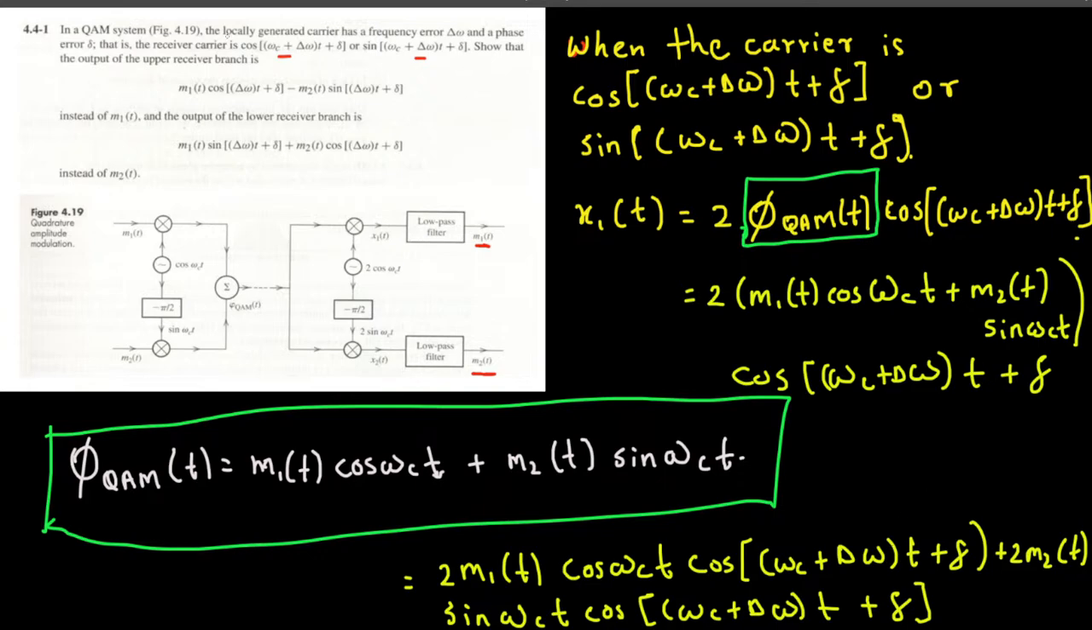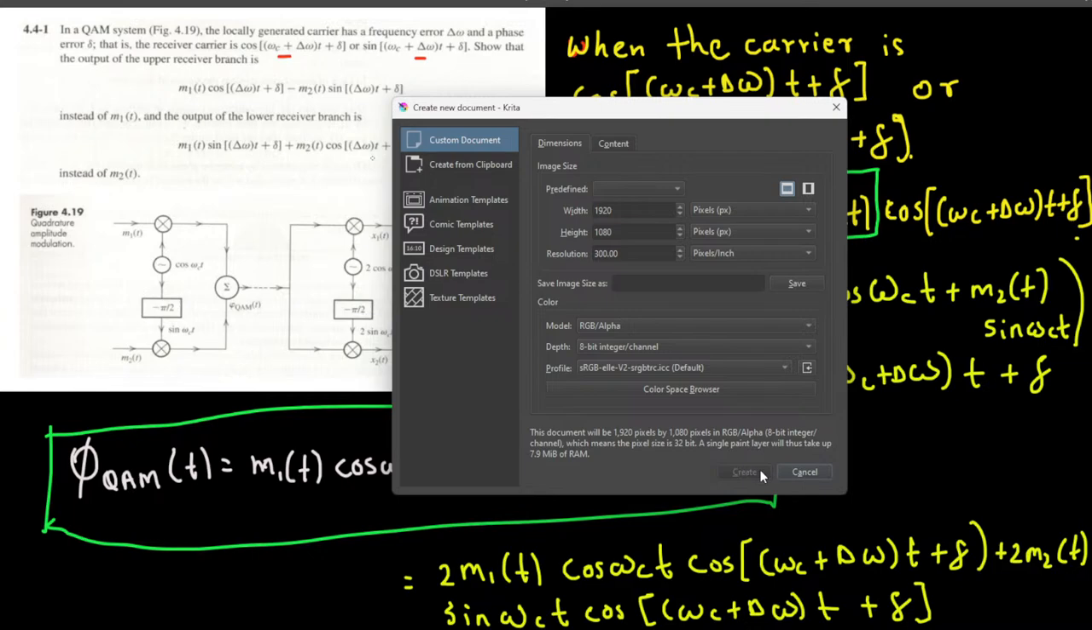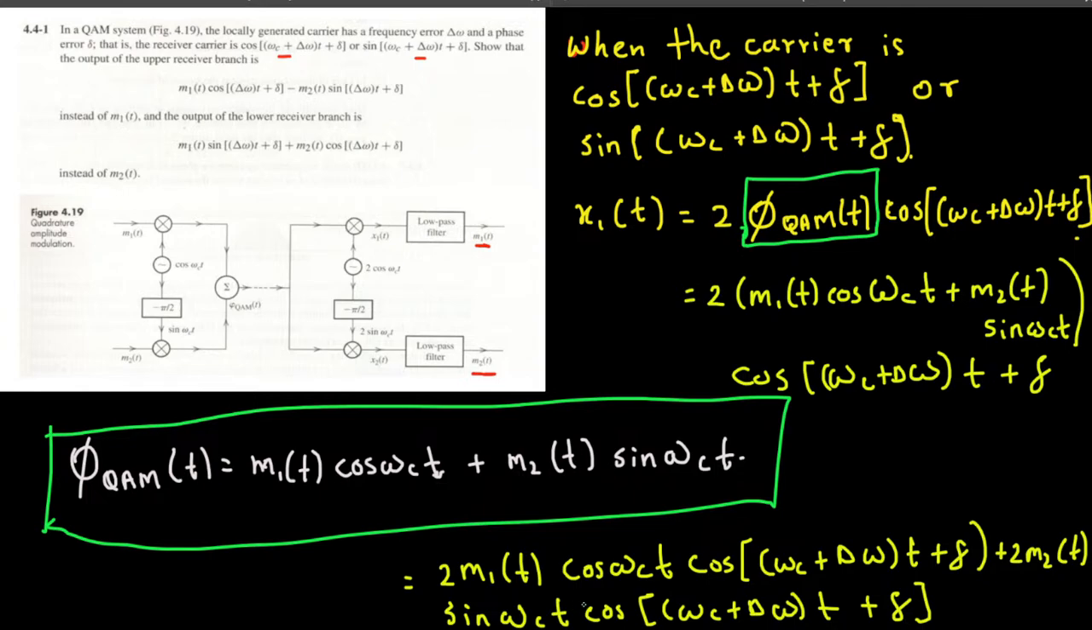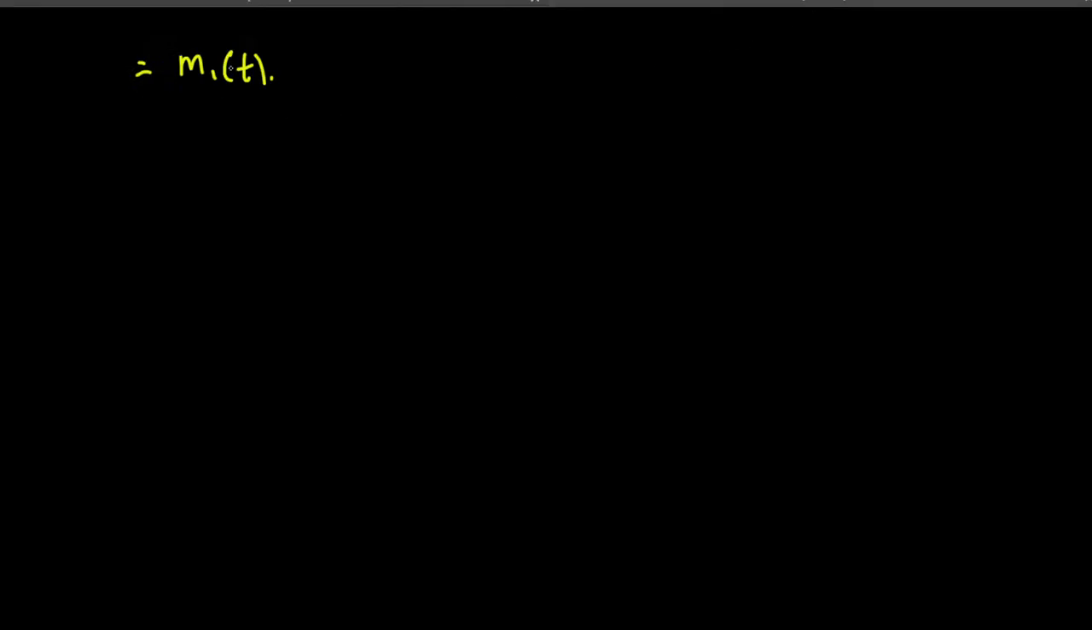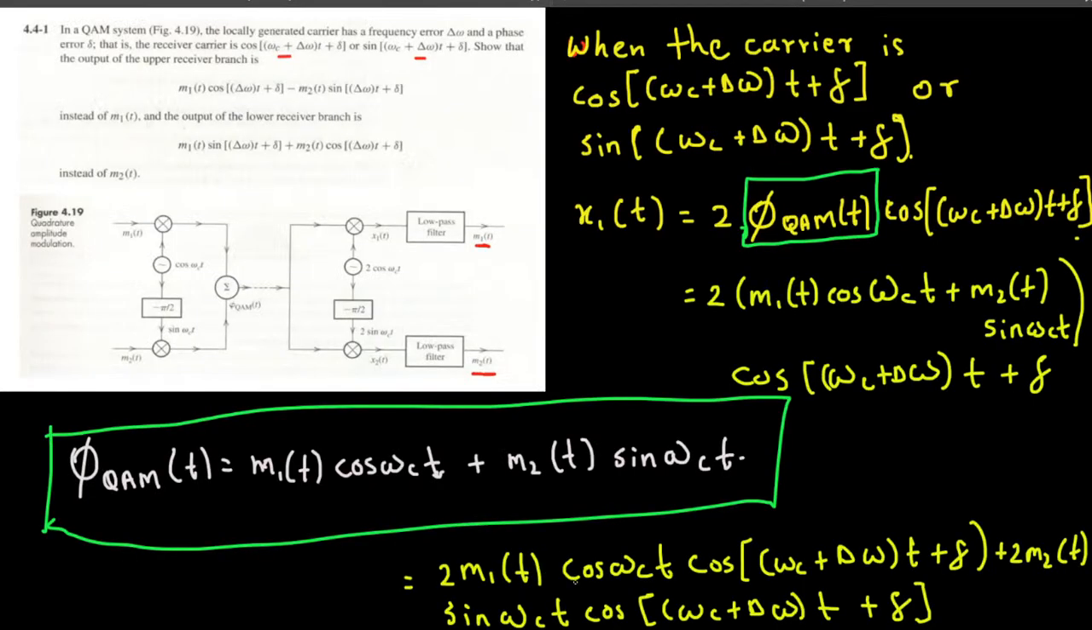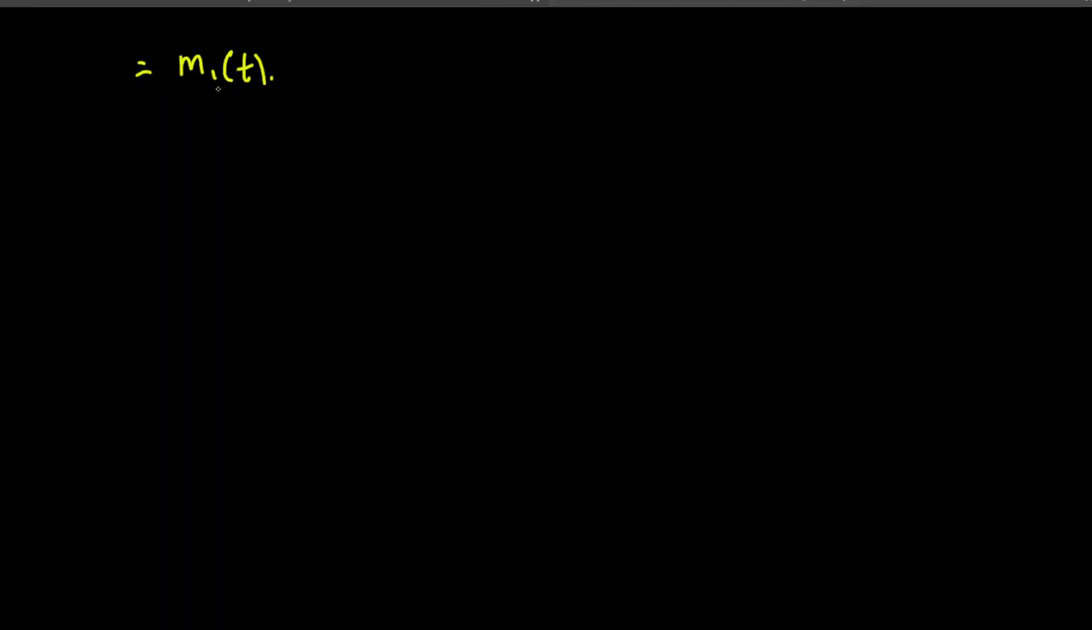We can do trigonometric identity substitution to make it look better. So here m1 of t, if I apply the trig identity, when you have a cos and another cos multiply, that is half times cos a plus b plus cos a minus b. A will take the place of whichever has the higher value. In this case, omega c plus delta omega of t has a higher value, so it's going to take the place of a, and then a plus b, a minus b. So we end up with m1 of t, and since it's half cos, the 2 and the half cancel and go away.